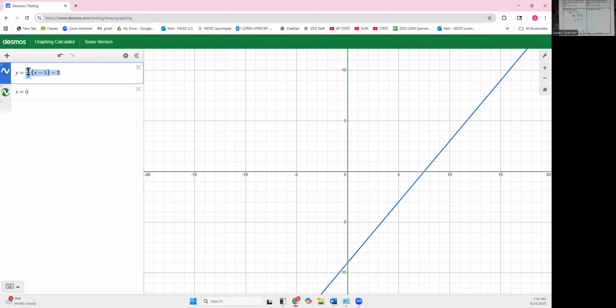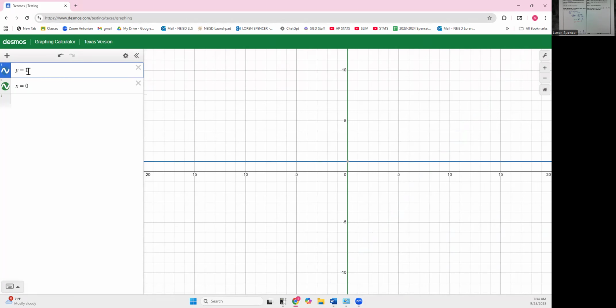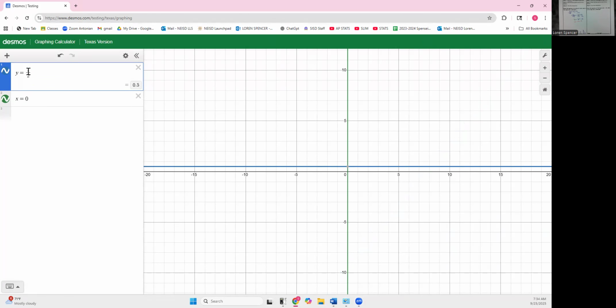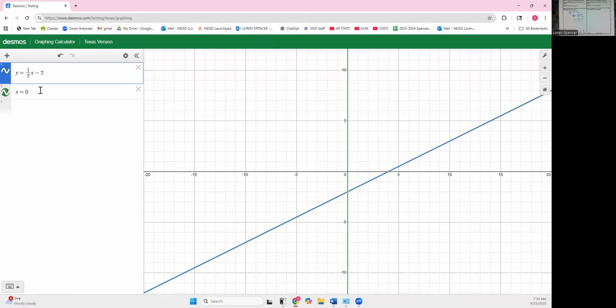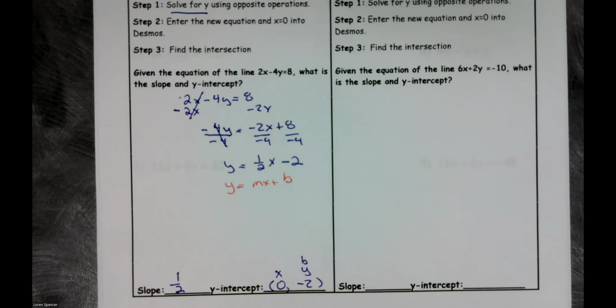So we ended up with 1/2 x minus 2. And we already had x equals 0. And look, it crossed at 0, negative 2, just like we said it would. Okay, so that's our y-intercept where it crosses the y-axis. So moving on, back to our last problem.